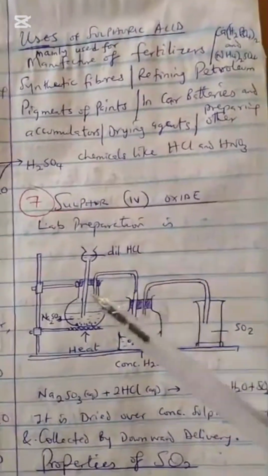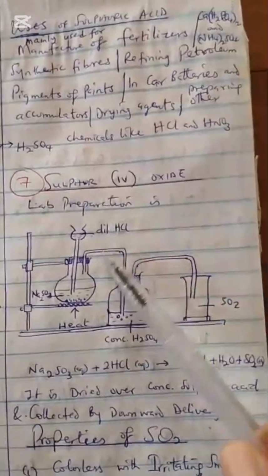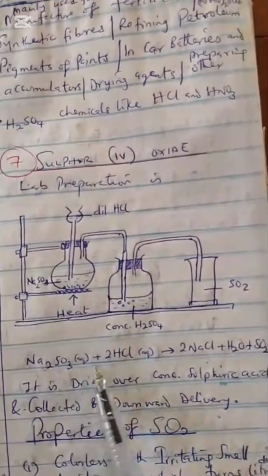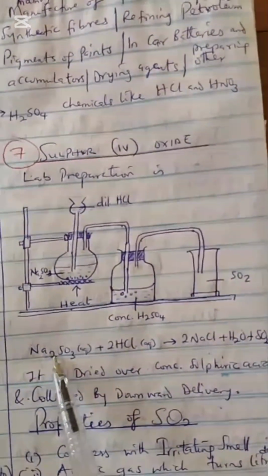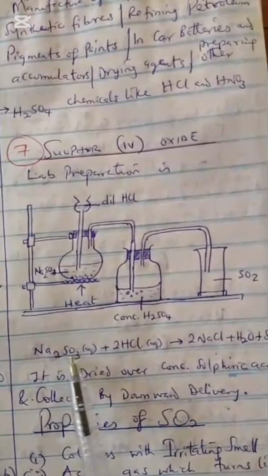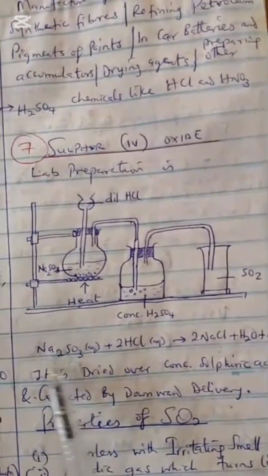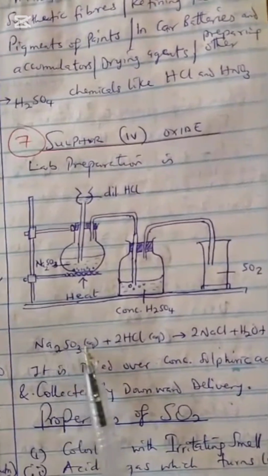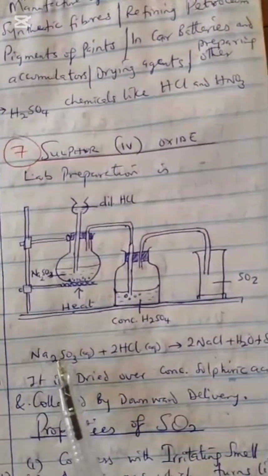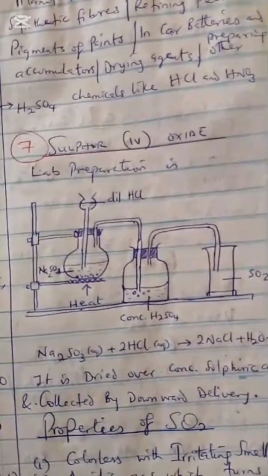The lab preparation of sulfur oxide is the reaction between the acid, hydrochloric acid, and sodium sulfate. This is specifically sodium trioxosulfate(IV). Let's get that: +1, +2, +4. So this is sodium trioxosulfate(IV).